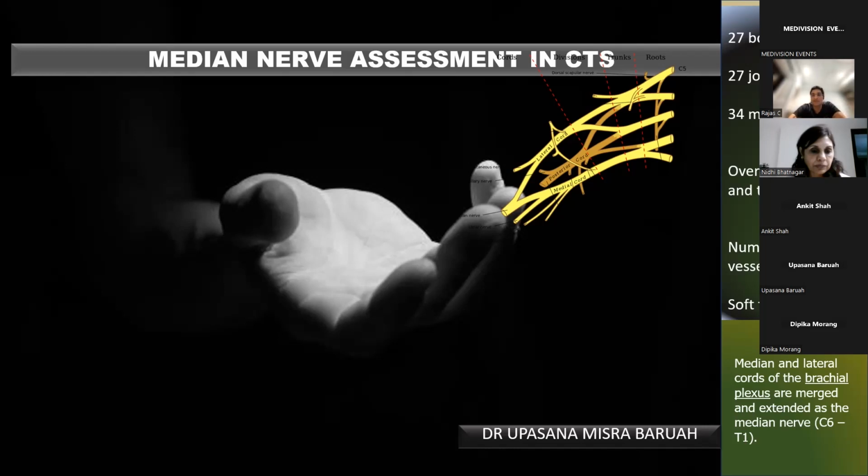So today I'll talk on median nerve assessment in carpal tunnel syndrome. We know the hand has a very complex structure with lots of joints, bones, muscles, and ligaments. But we are going to talk on one structure today, which is also called the eye of the hand, and that is the median nerve. Together with the carpal tunnel, they form the star structures in hand imaging.